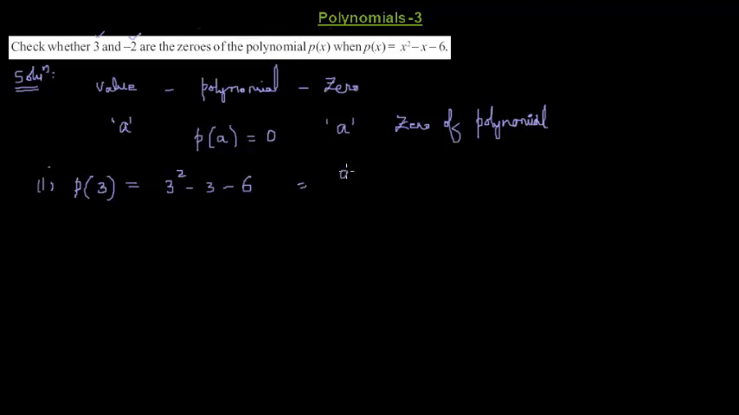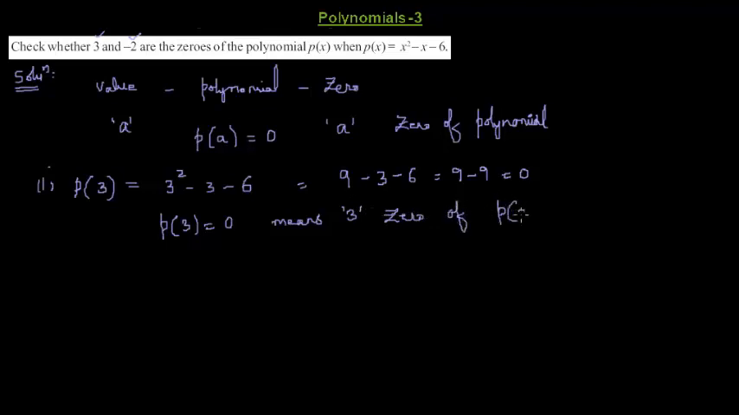Now let us find out. 3 square is 9 minus 3 minus 6. Minus 3 minus 6 put together is minus 9. 9 minus 9 is equal to 0. Therefore, p of 3 is equal to 0 means 3 is a zero of polynomial p of x, which is x square minus x minus 6.